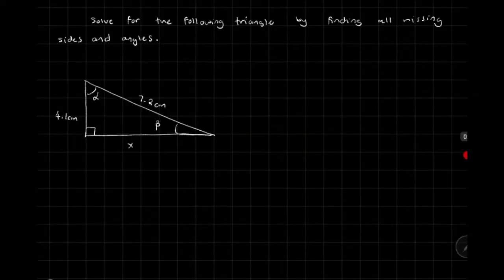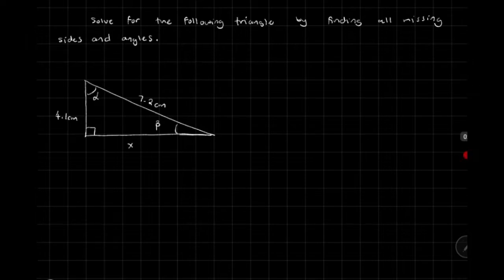Alright, let's solve for the following triangle by finding all missing sides and angles. In this case, we're not given any angles. We know this is a right angle triangle, so we can utilize our primary trig ratios, but we are given two sides. You can actually solve for side length x by using the Pythagorean theorem, so I'm going to do that out really quickly, but I also want to demonstrate that you can do this by using trig.